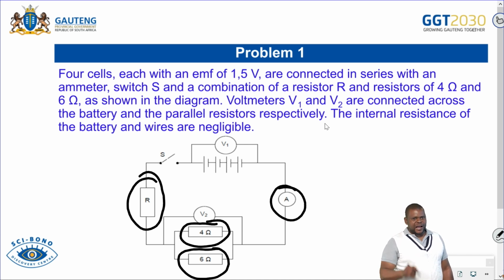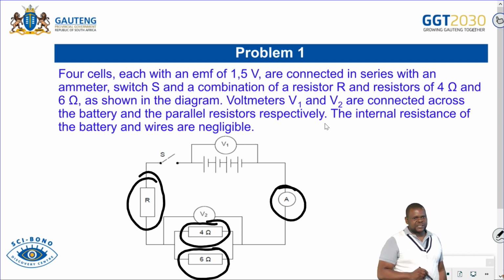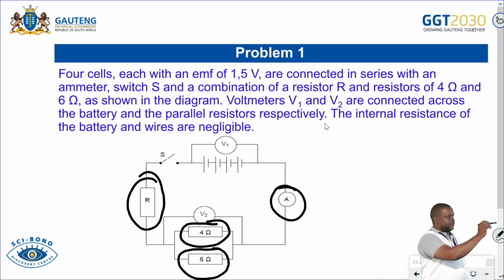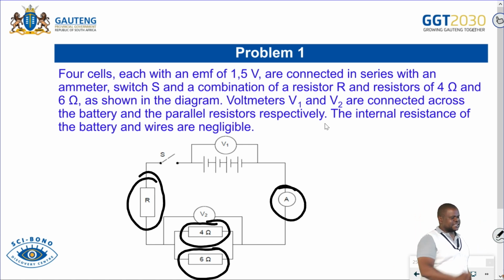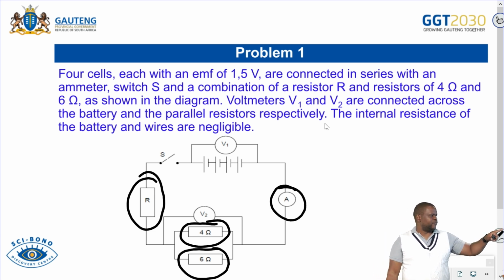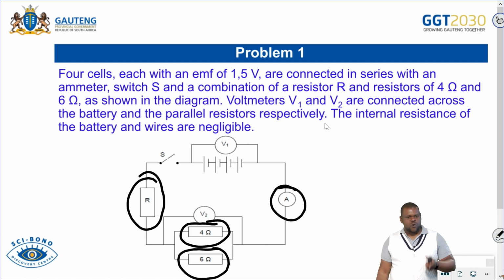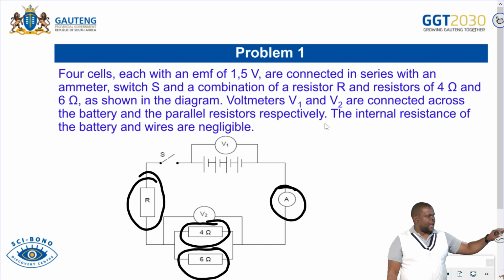We have current, the instrument that measures current, which is what? Ammeter. Then we have what? 4 cells. Each cell, they said, is 1.5 volts. Then if each one of these cells is 1.5, how much will be the total EMF of the battery?